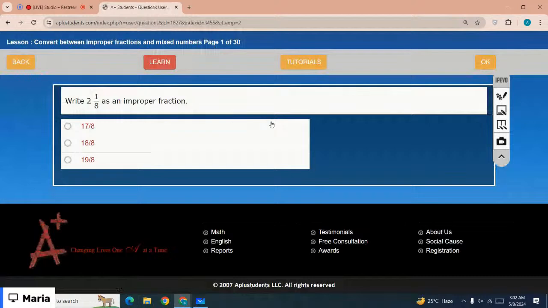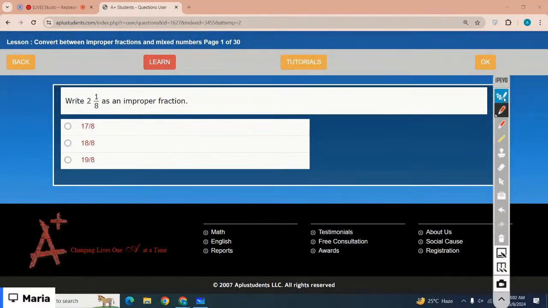Okay, 2 whole 1 over 8. So let's just use the method that is used in the tutorial. You have to write 2 by 2 and multiply and divide it by the denominator. That is 16 over 16, right?